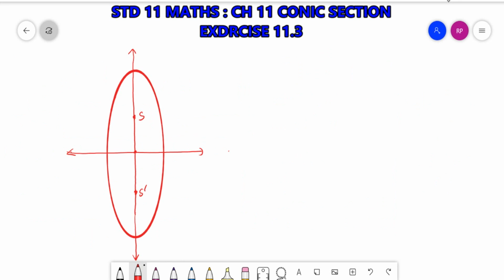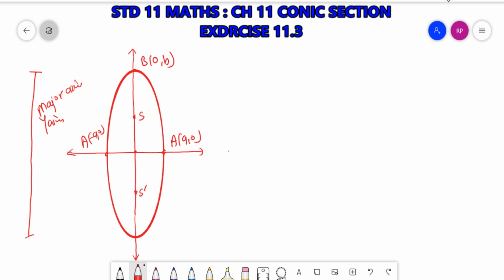Now, in this case, I have drawn the ellipse where the major axis is the y-axis. The vertices remain the same: a, 0; minus a, 0; 0, b; 0, minus b. Now the foci will be 0, c and 0, minus c.